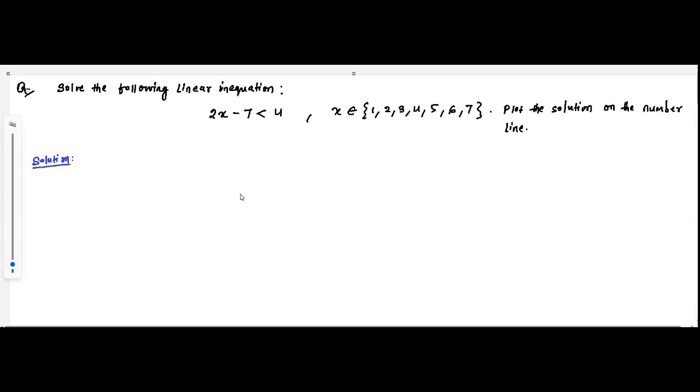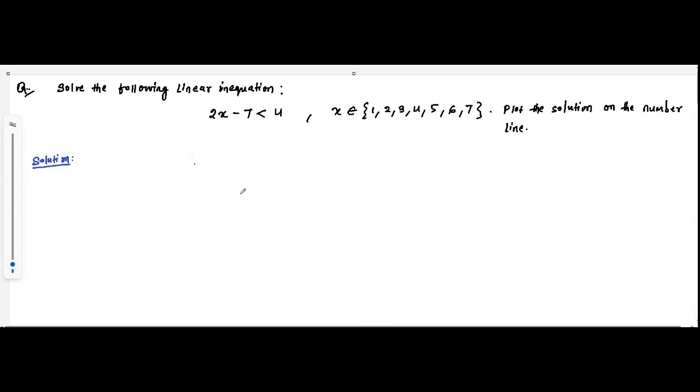So here is another question on linear inequations in one variable. It is given, solve the following linear inequation 2x minus 7 is lesser than 4, with x belonging to the replacement set 1, 2, 3, 4, 5, 6, 7, and we have to plot the solution on the number line. So it's very simple. The only difference is that here we have to plot it on the number line.